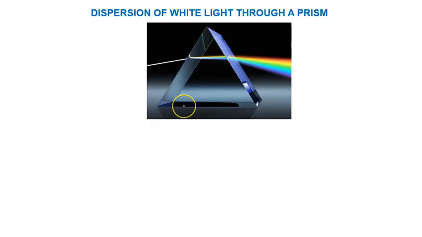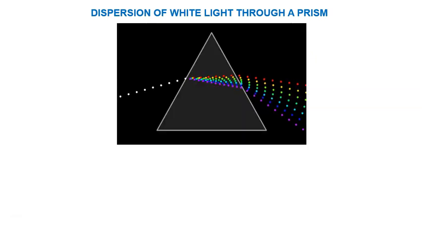Dispersion of white light through a glass prism. I hope it is visible to all of you in the diagram. White light is incident on one surface, and when it passes through the other surface, you get the pattern of VIBGYOR like this. So this is the phenomenon.